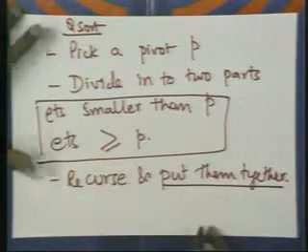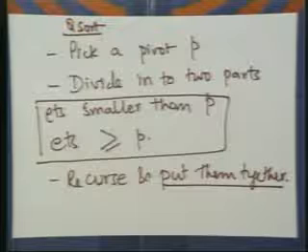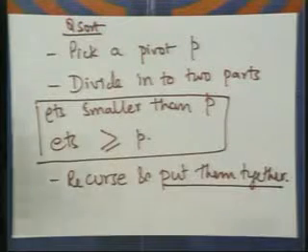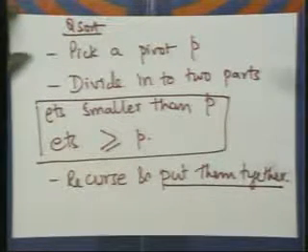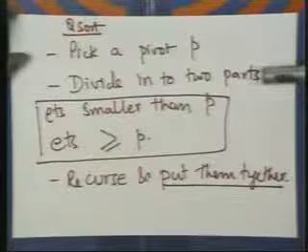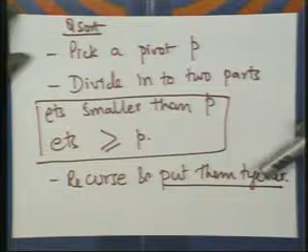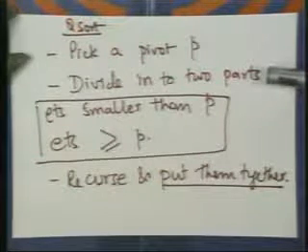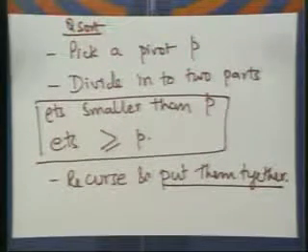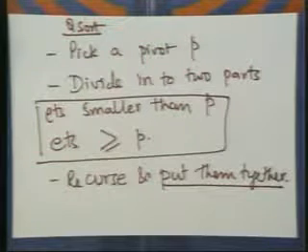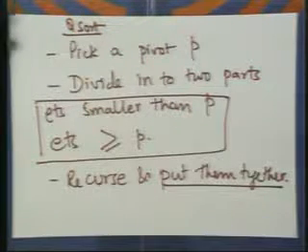Okay, that's the last step. The difference between merge sort and quicksort is essentially this. In quicksort, this is where you spend most of your time. Putting them together is easy. In merge sort, dividing it into two parts is easy. Putting them together is where you take time.